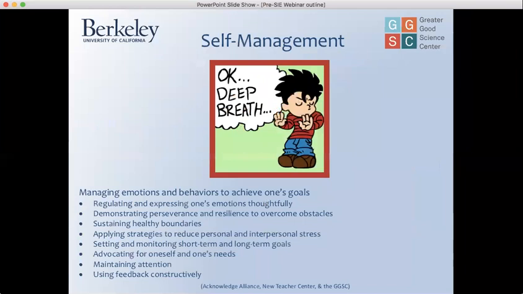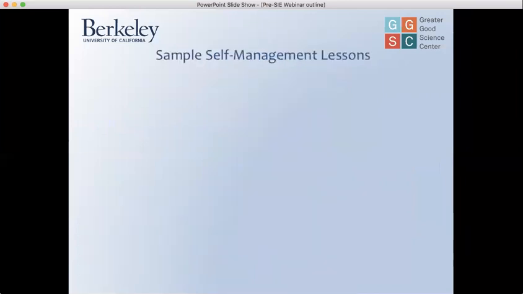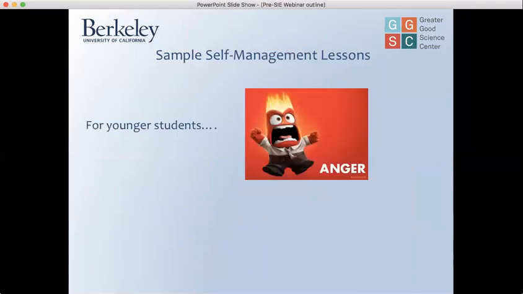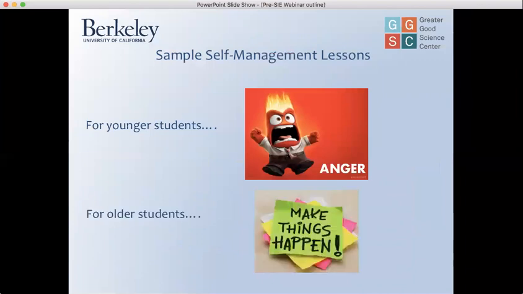So then here is the definition of self-management and some key skills. Again, feel free to hit pause and read through the slide on your own. Some sample self-management lessons for younger students might focus on learning to express anger in a culturally relevant and healthy way. For older students, self-management might include creating long-term goals that benefit not just oneself, but also the world beyond the self.